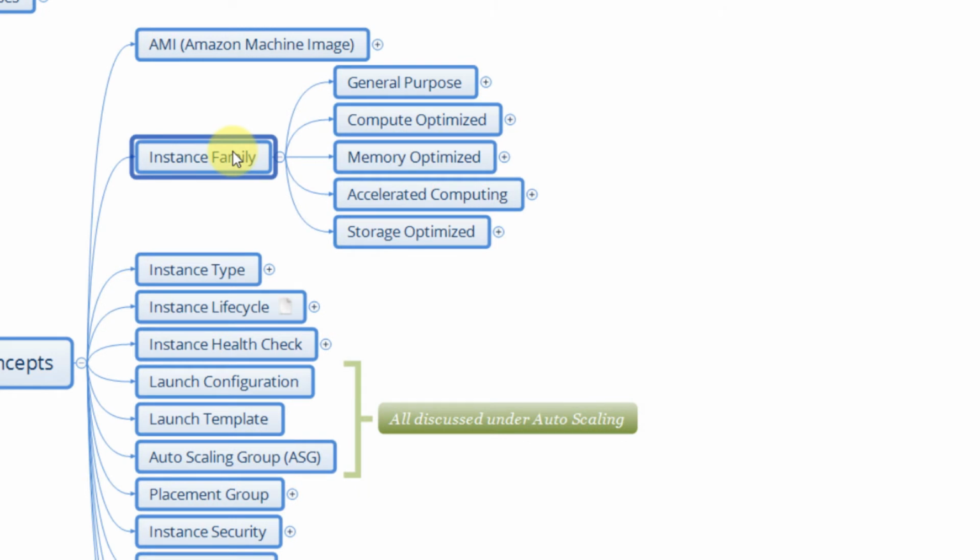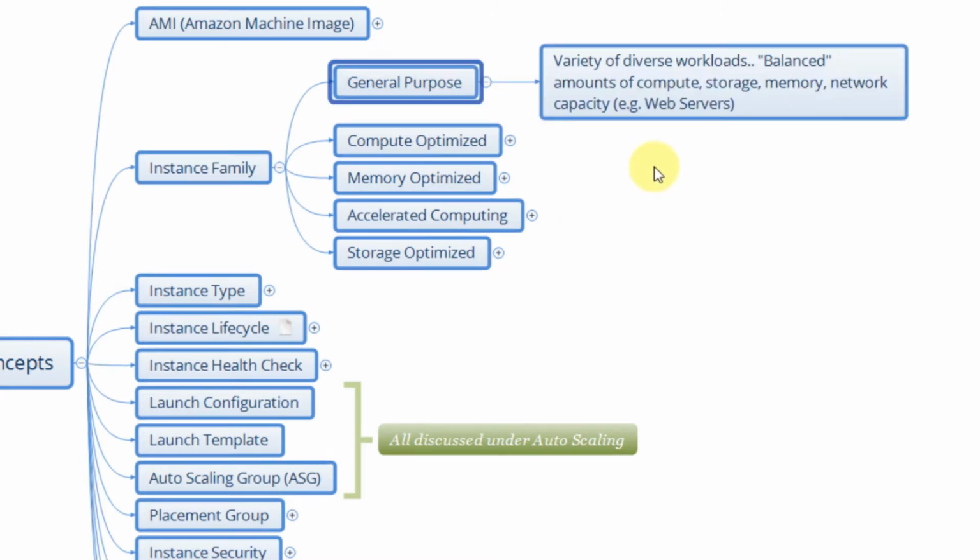Now, what is an instance family? It's classifying an EC2 instance into one of these 5 broad families. So let's take a look at these families. General purpose, compute optimized, memory optimized, accelerated computing, and storage optimized. And these have been set up to cater to different kinds of workloads. So a general purpose family is good for a variety of diverse workloads. The compute, storage, memory, and network capacity is kind of balanced. No one attribute dominates. This is good, for example, for running web servers.